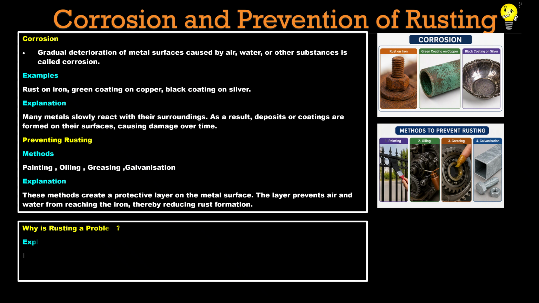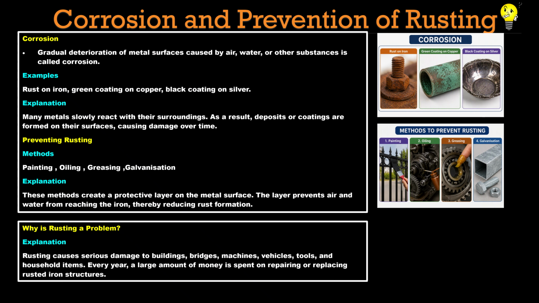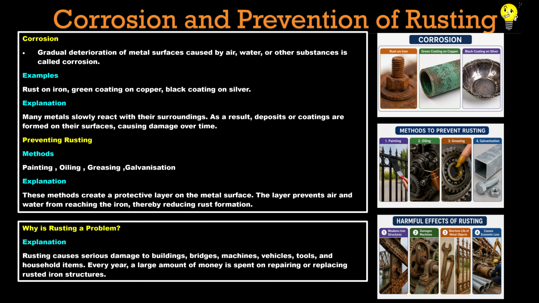Now let us understand why rusting is considered a serious problem. Rusting causes damage to many important things around us, including buildings, bridges, machines, vehicles, tools, railings, and household items. As rust spreads, these objects become weaker and less durable. Their efficiency decreases and they actually become unsafe to use. Because of this damage, a large amount of money has to be spent every year on repair, maintenance, repainting, and replacement of rusted iron surfaces. Therefore, rusting not only damages metals but also leads to significant economic loss.